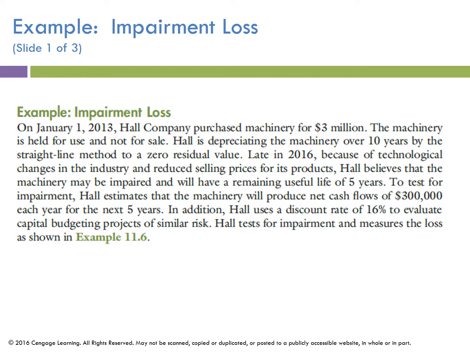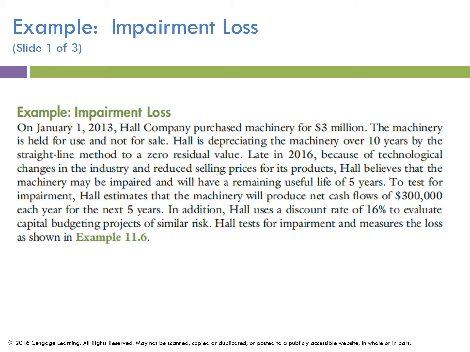Take a look. January 1st, Hall Company purchases machinery for $3 million. It held it for use and not for sale. It's depreciating it over 10 years. Late in 2016, due to technological changes in the industry and reduced selling prices for its products, Hall believes the machine has become impaired and will have a remaining useful life of 5 years.